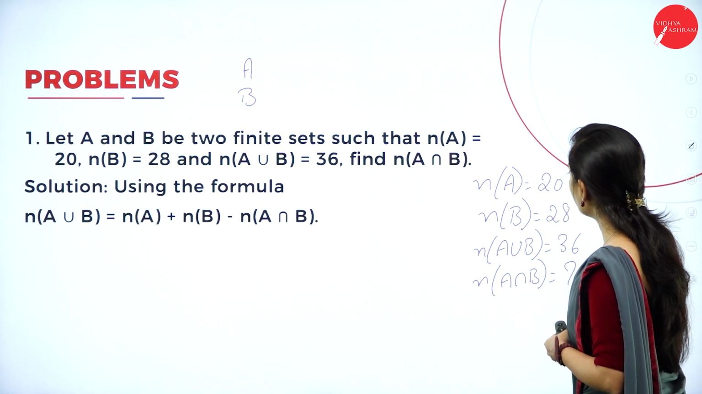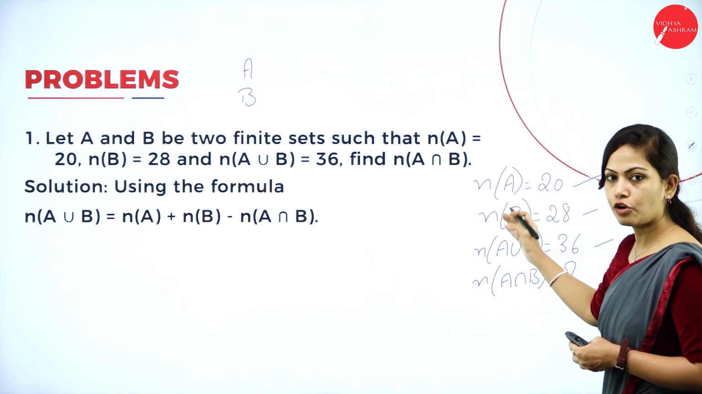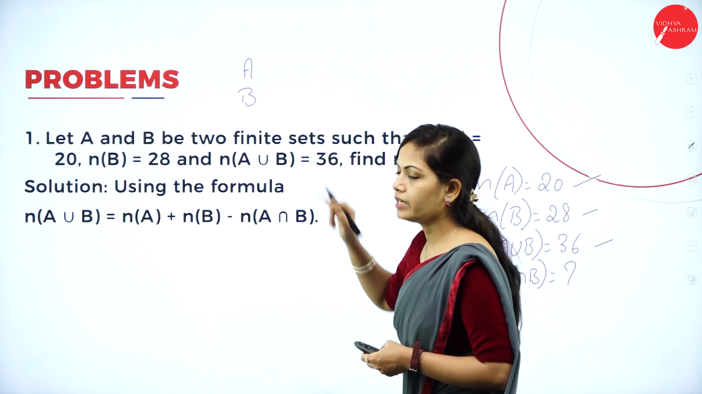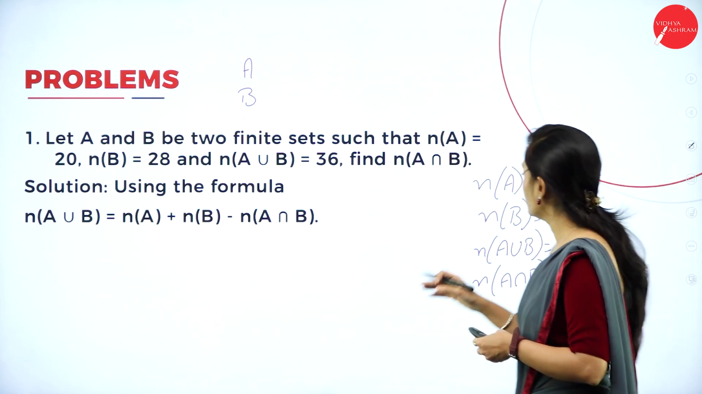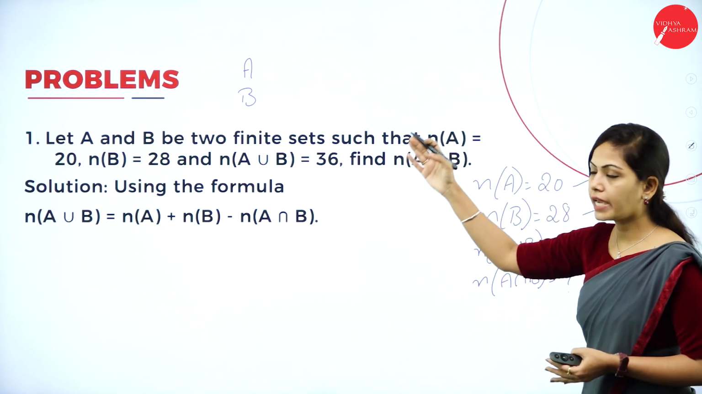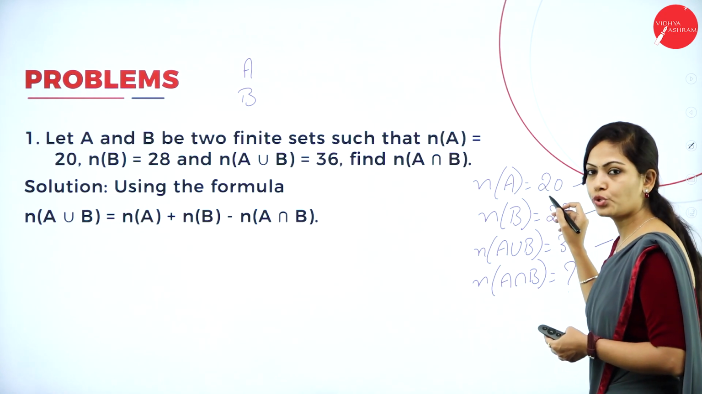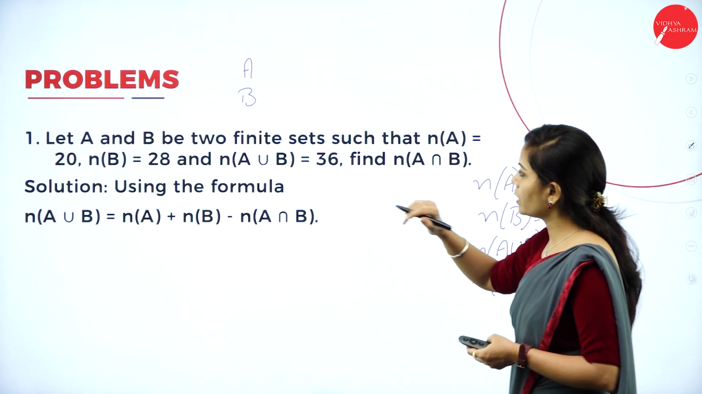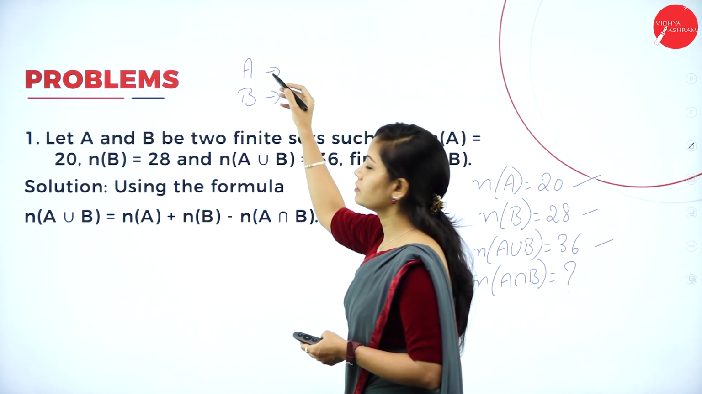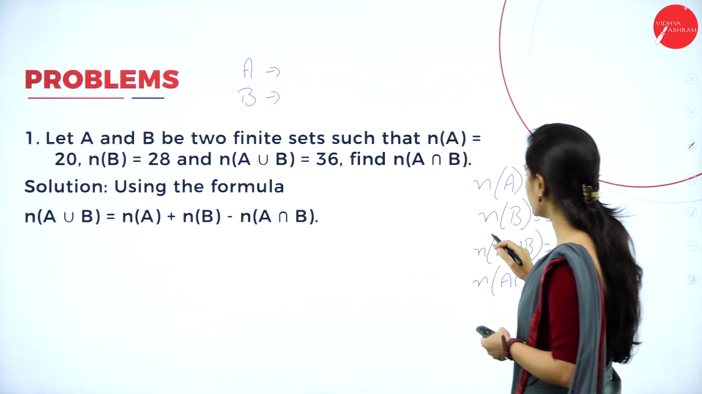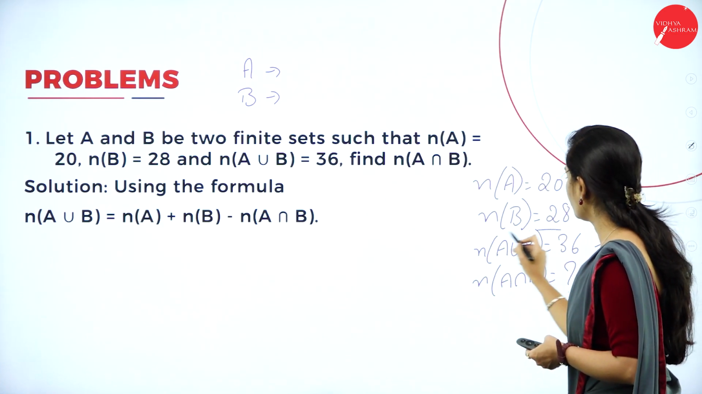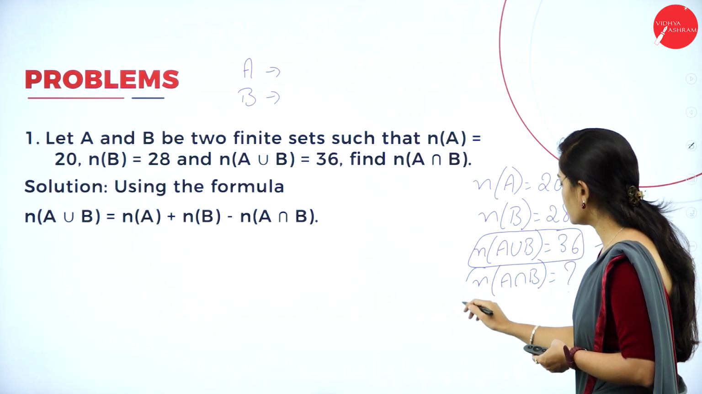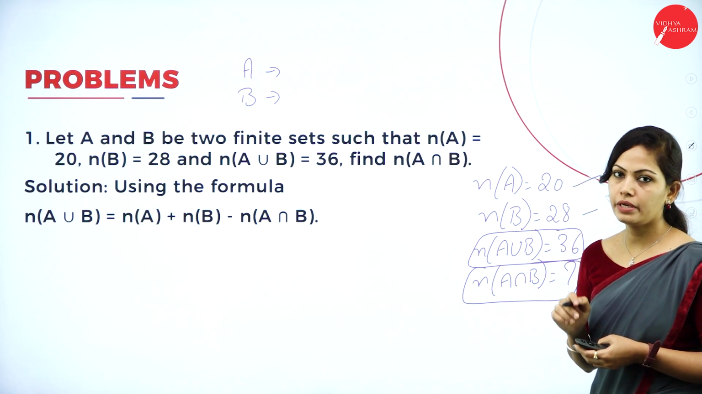So here the given values are n of A, n of B and n of A union B. So here we have two finite sets, set A and set B. They have given the cardinal value of set A and set B, that is n of A is equal to 20, n of B is 28, n of A union B is 36. So what is A union B? If we combine the elements of A and B, we will get A union B. So the total value of A union B is 36. So now you have to find the A intersection B value.